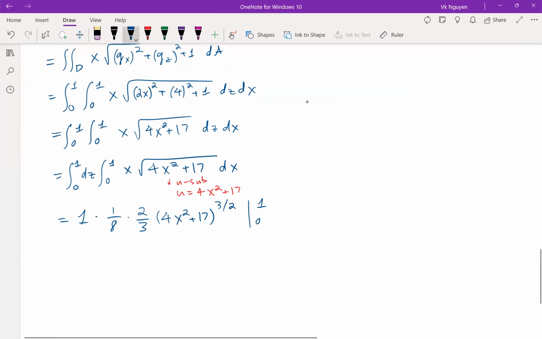What do we have here? We have 1 over 12. 4 times 1 is 4, plus something is 21, to the 3 over 2, minus, you plug in the 0 in here, you get 17 to the 3 over 2.